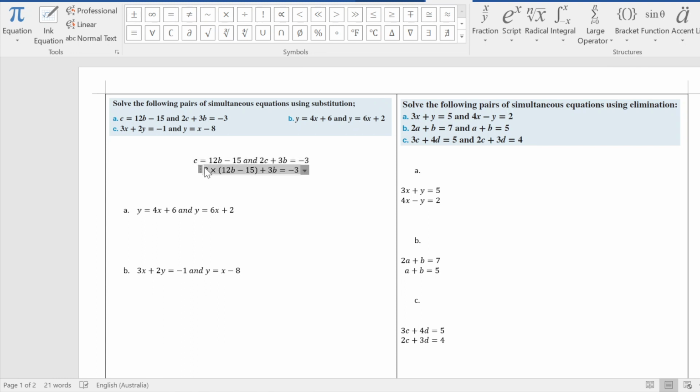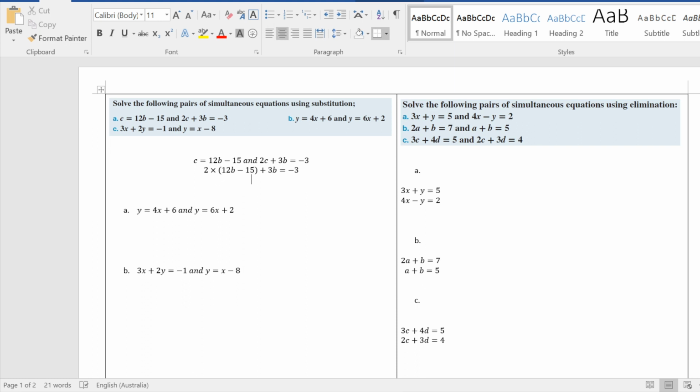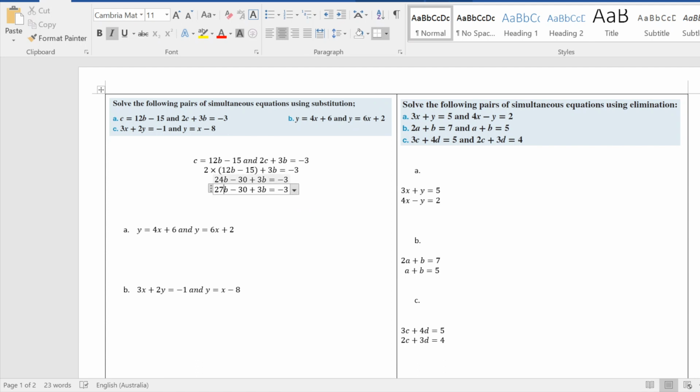From there, what I can do is expand and then simplify. Because it's the first example, I'll do it a little bit slower. So as we expand our bracket, 2 times 12b will give us 24b. 2 times negative 15 will give us negative 30. From there, we can then simplify this one down. So there's only one constant, the negative 30, that stays where it is. 24b plus 3b will give you 27b. Notice this minus here is only, and I'll repeat, only attached to the 30. So what we end up with here is 27b minus 30 is equal to negative 3.